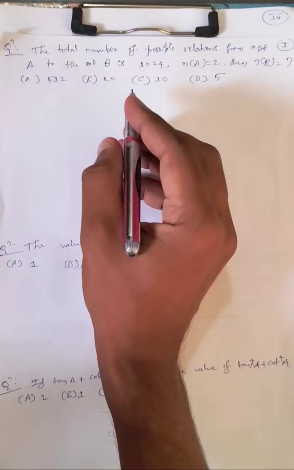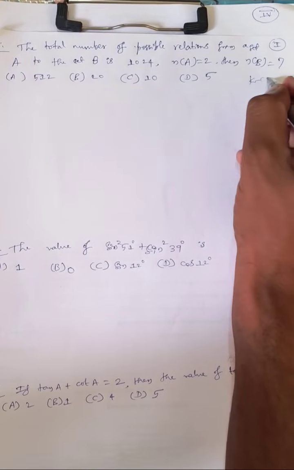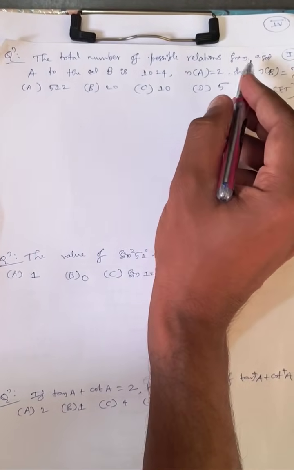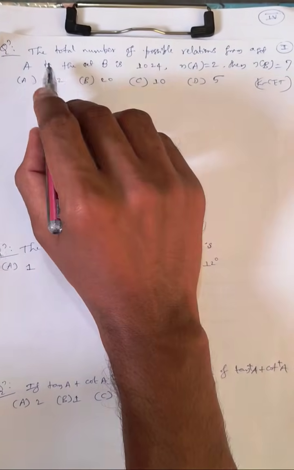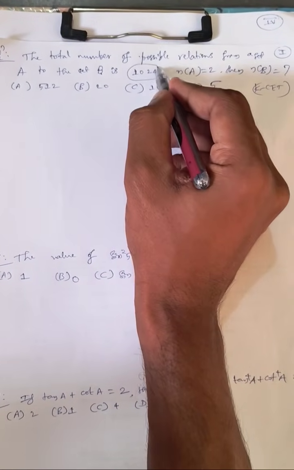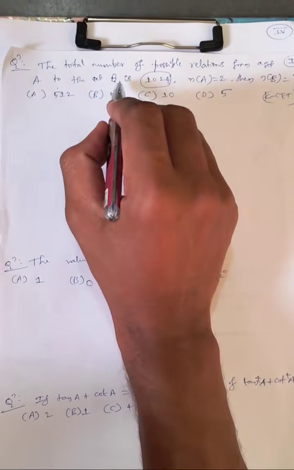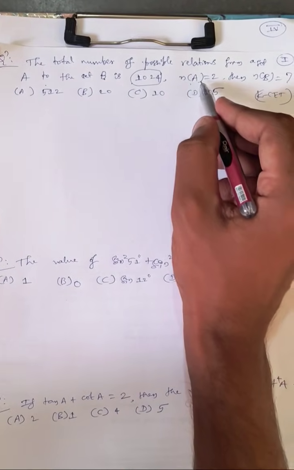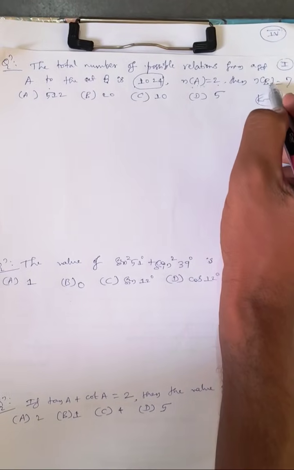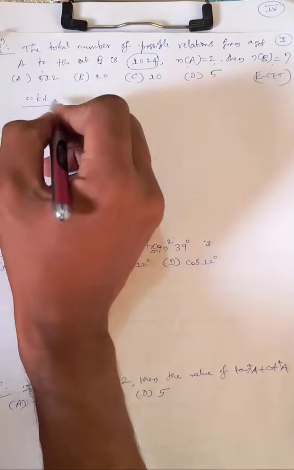In this video we solve some important previous year Karnataka CET questions. The first question is that the total number of possible relations from a set A to the set B is 1024. Also given that the number of elements in the set A is 2. Then we have to find the number of elements in B, that is, the cardinality of B. So what do we know, students?